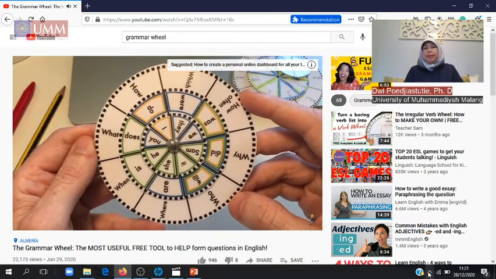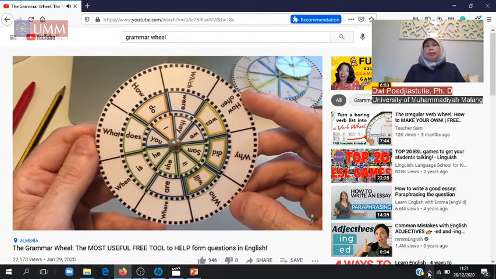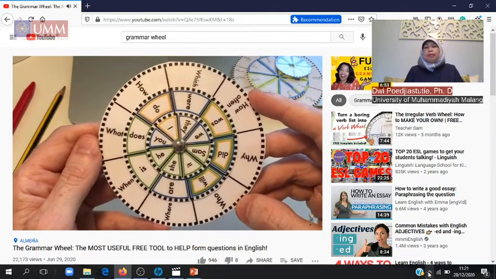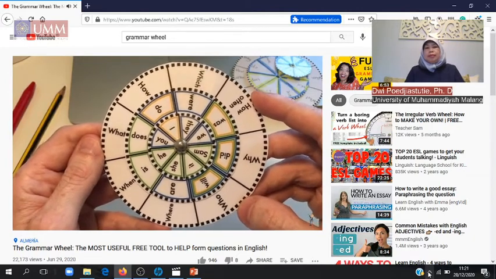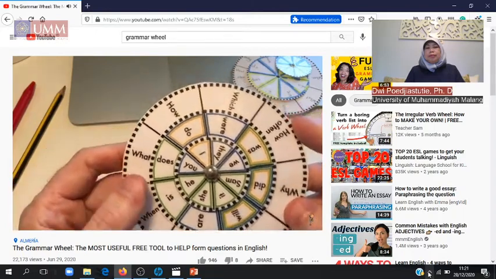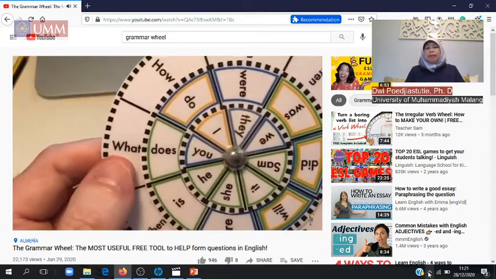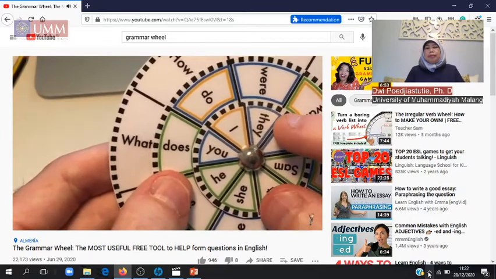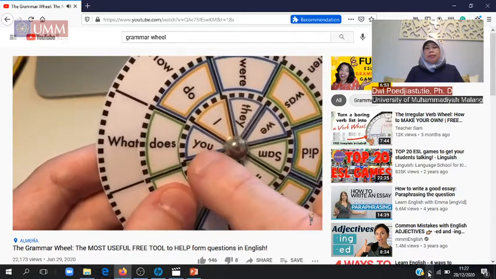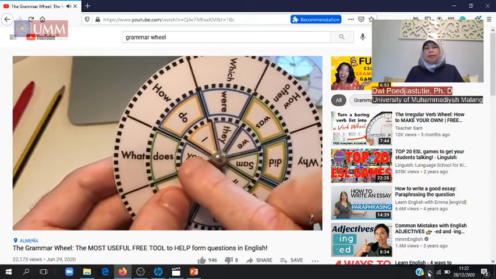Okay, the grammar wheel is a colour-coded wheel that students can rotate to find the relevant auxiliary verb to form the question. All they do is match up the colours. So for example, we have what does and what does you. The green doesn't match the blue, so that's an invalid question.